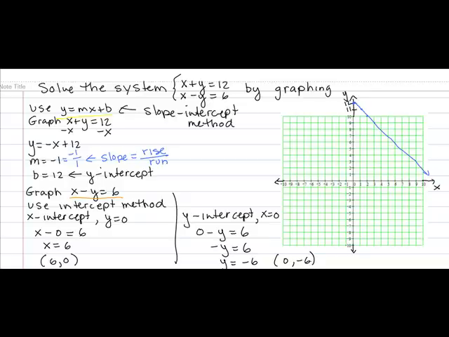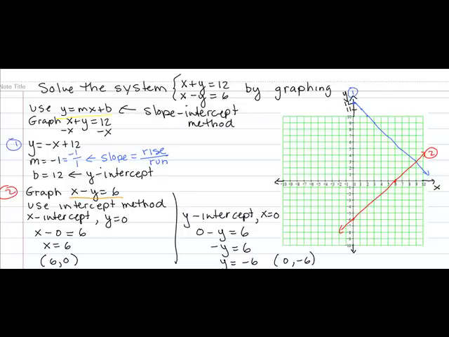So if I plot just those two points, in a different color, I have the point 6, 0 for my second line, and then 0, negative 6. I draw the line that represents those, and I get the following line. So this is my second graph, and this one is my first graph.